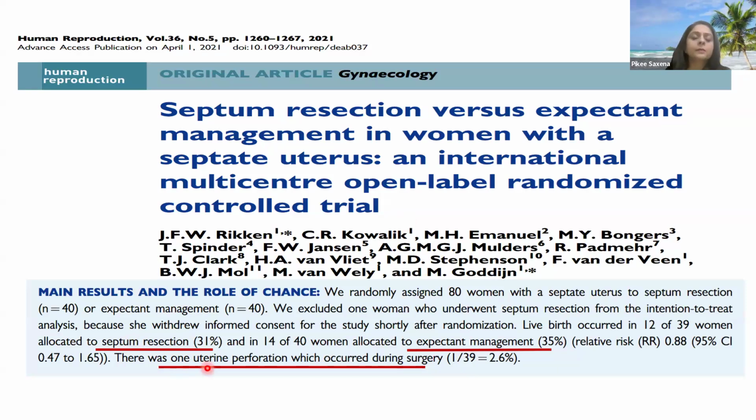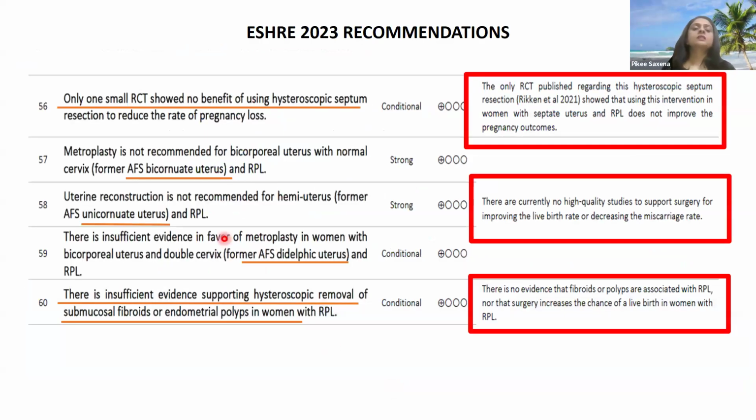And look here, in septal resection, the live birth occurred in 31% patients only, whereas in expectant, it was 35%. So there was not much difference. However, there was one perforation also which occurred during septal resection. So based on this small RCT, the ESHRE guidelines say that there is no benefit of using hysteroscopic septal resection.